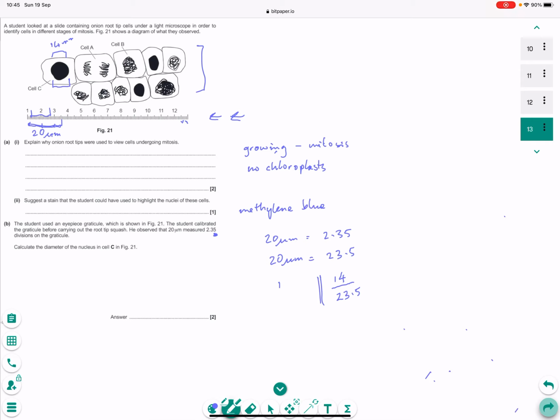And what does that give you? That's a calculator. I've left it in stats mode. Well done.